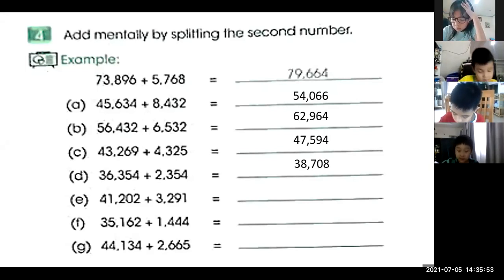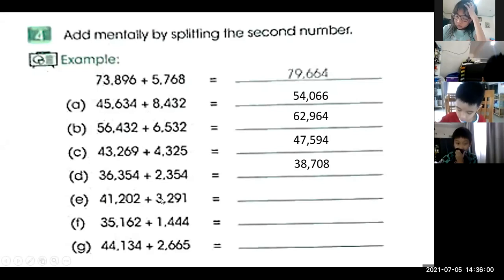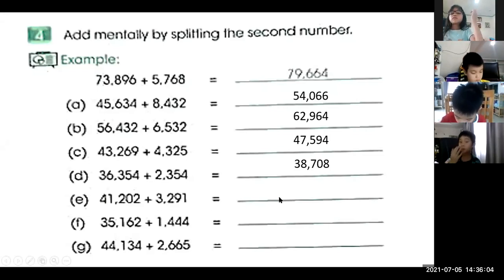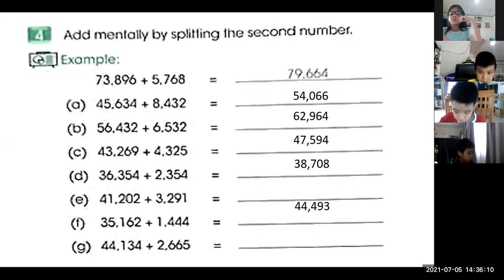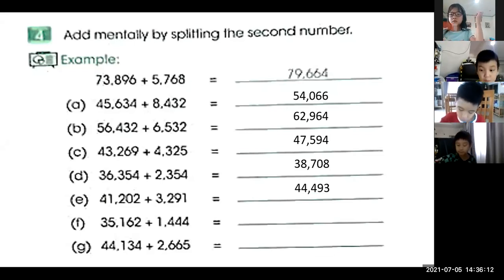Letter E. Thousands place. 1,000 plus 3,000. 44,000. Very good. And 400. 90. 44,493. Very good. 44,493. Letter F. The same thing.